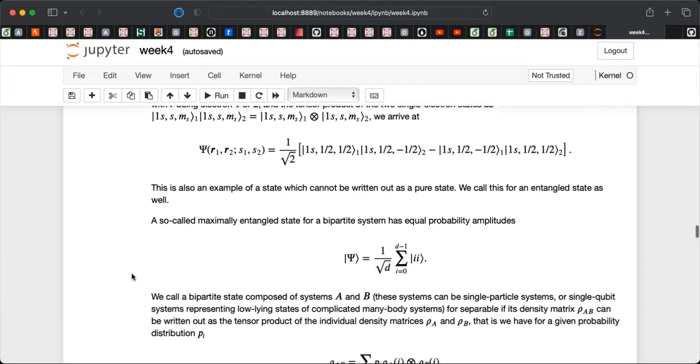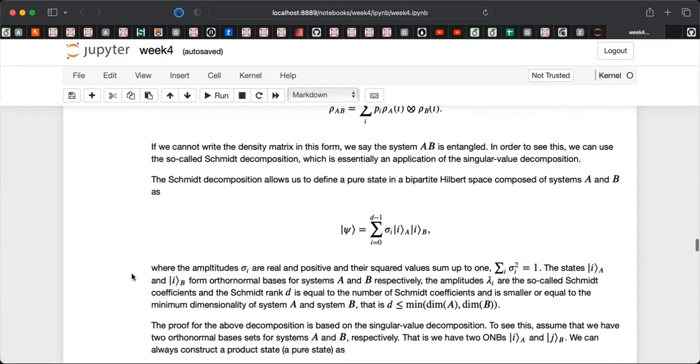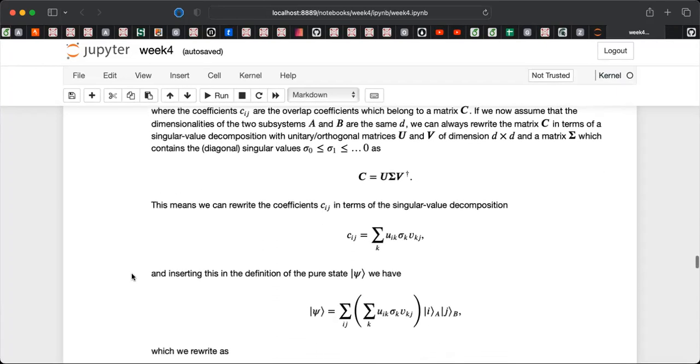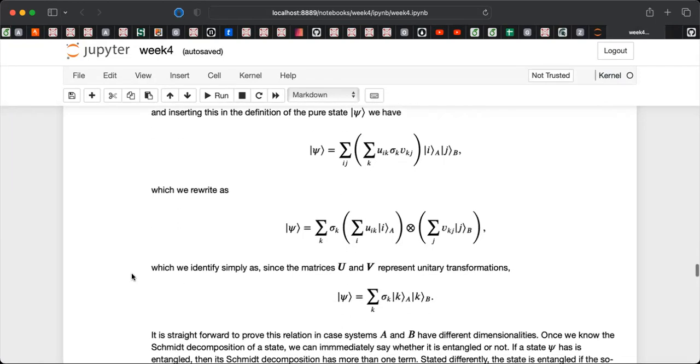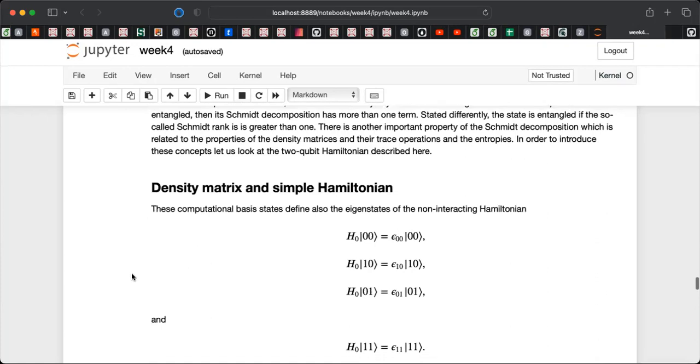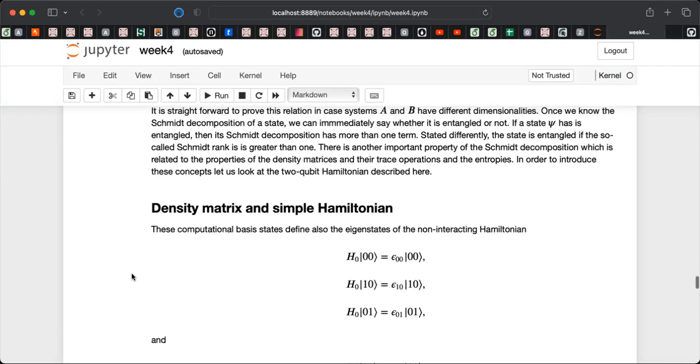We can also define the so-called Schmidt decomposition, which we went through last time. And this is also a very useful way to measure whether we have an entangled state or not. Now, the topic which we ended with last week is the so-called density matrix with a simple Hamiltonian. And this is a system which we're going to pick up today, but we need to go through some further technicalities with the density matrices and entropy.